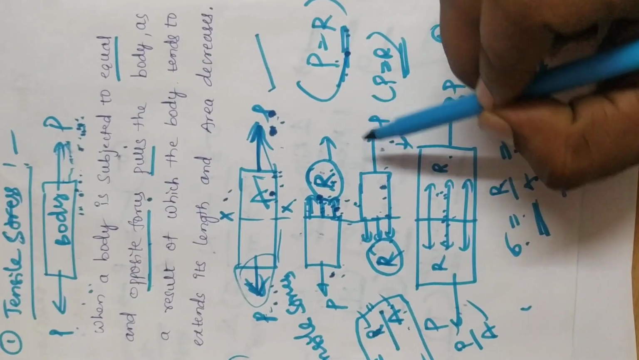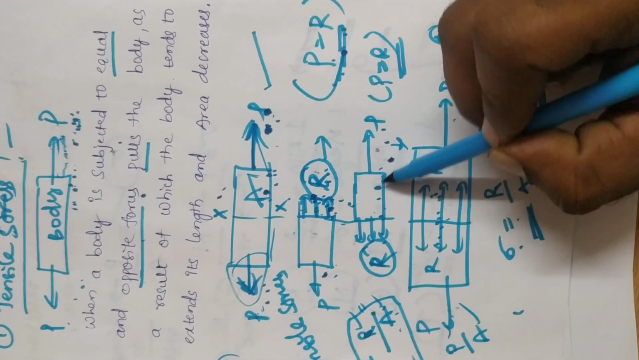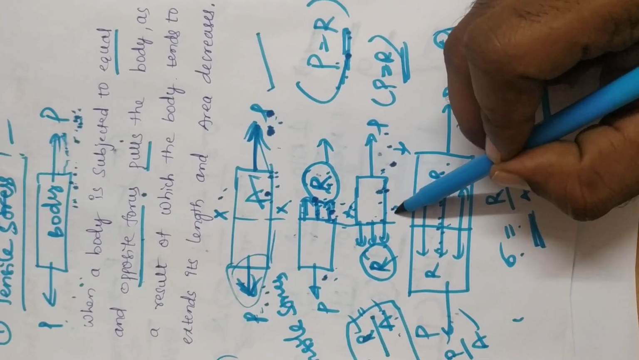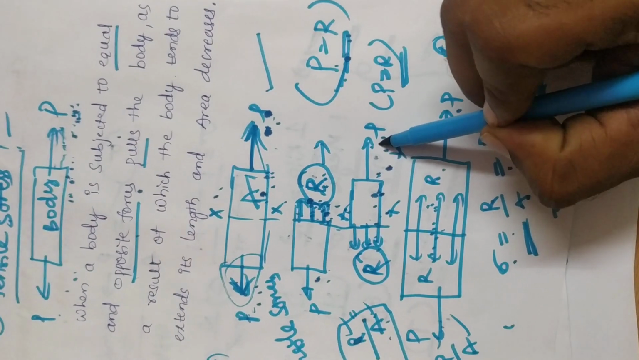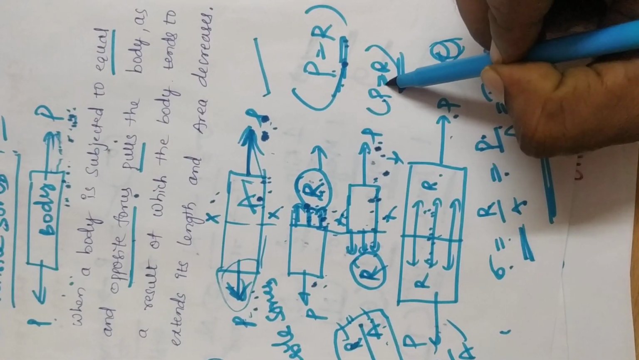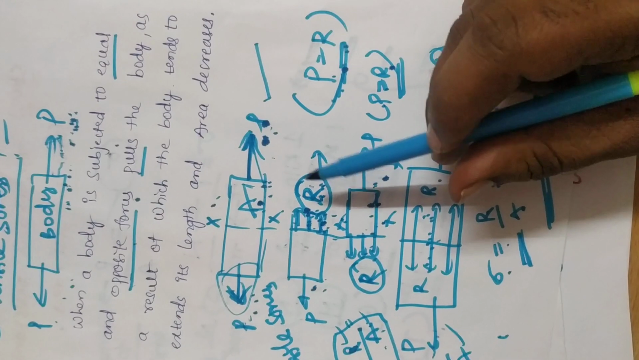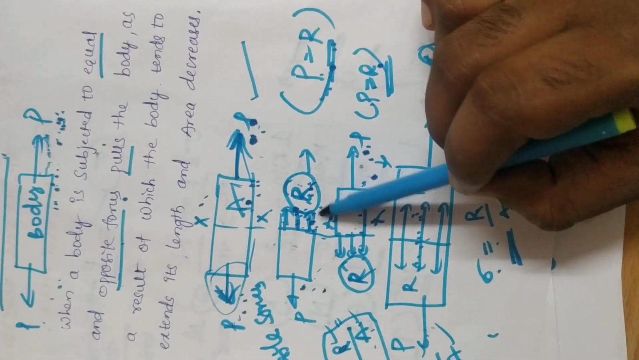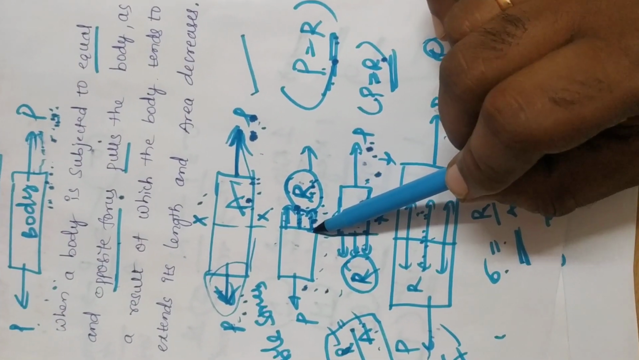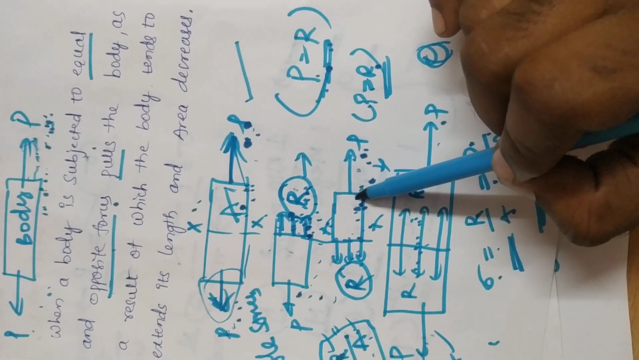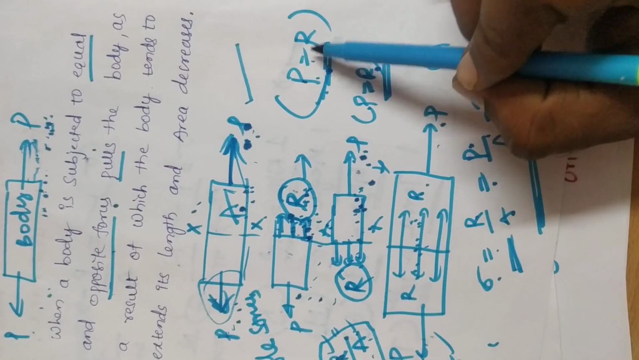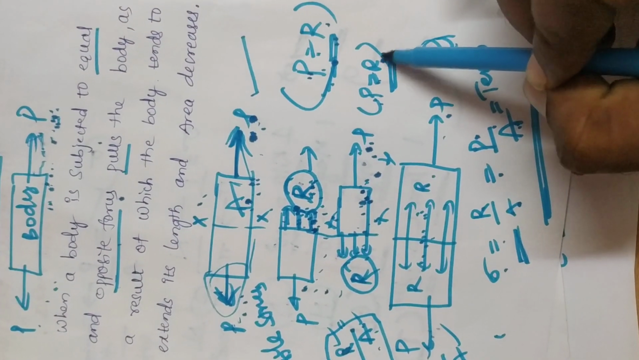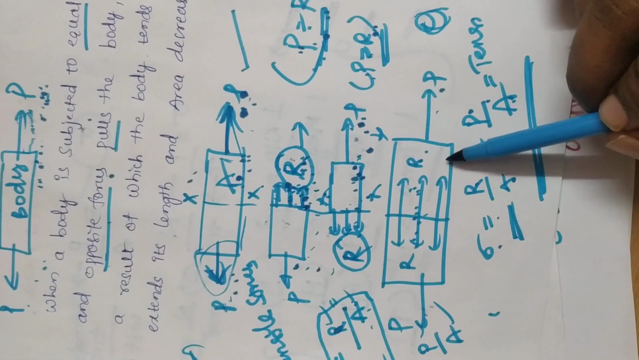The second one: the part right of the section XX will also be in equilibrium. If P equals R, R means the resisting force and P means the applying force. So these two are in equilibrium, the left-hand portion and the right section. Equilibrium means the acting load equals the resisting load. Okay, so finally, this is the final diagram.